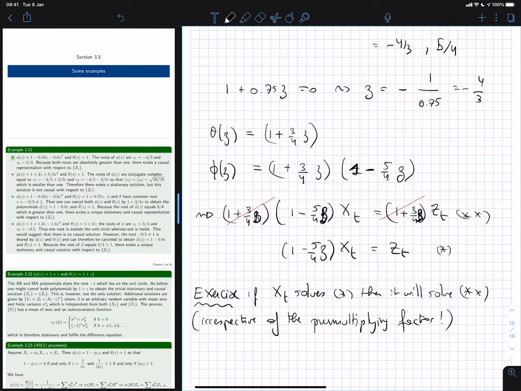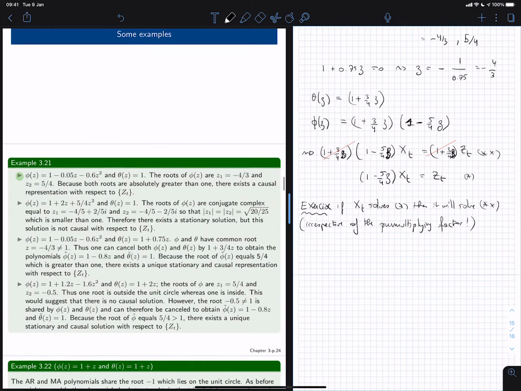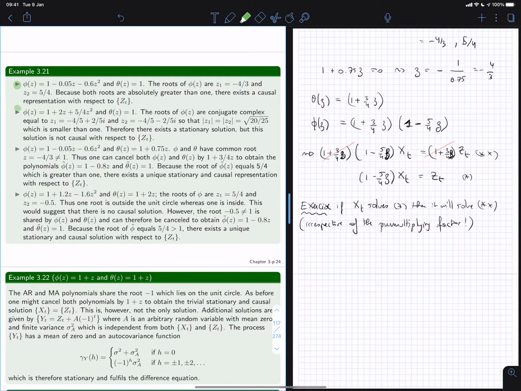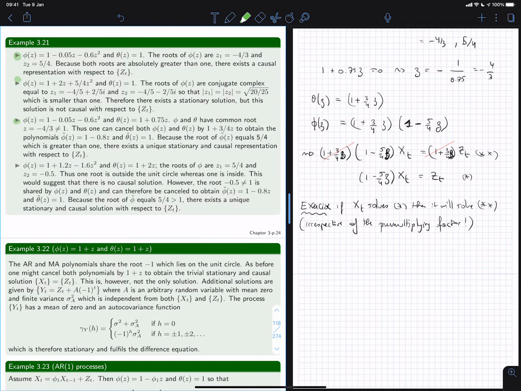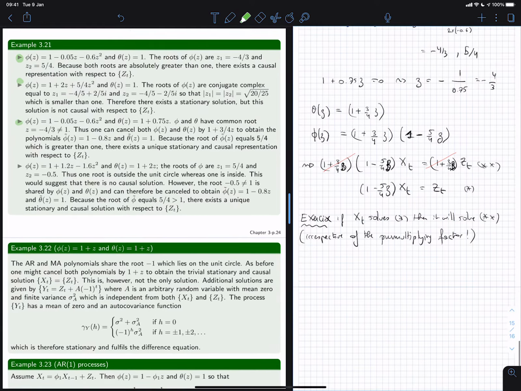Okay. So that covers this example and this example. No, I made a mistake here. It's not 5/4, it's 4/5. Because the solution is 5/4, so here it's 4/5.